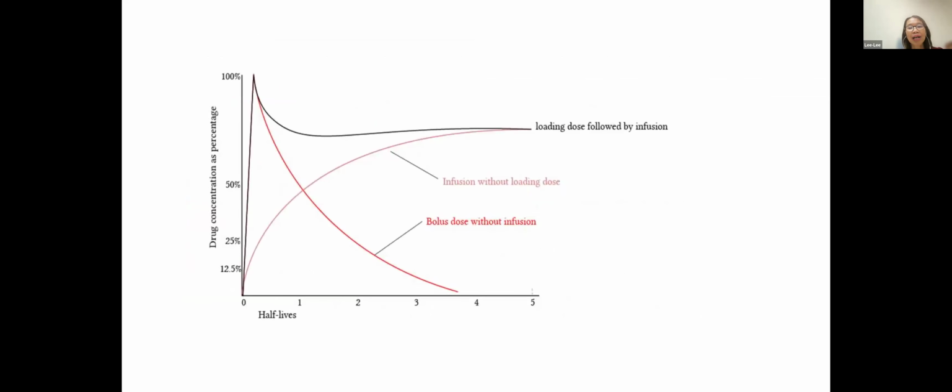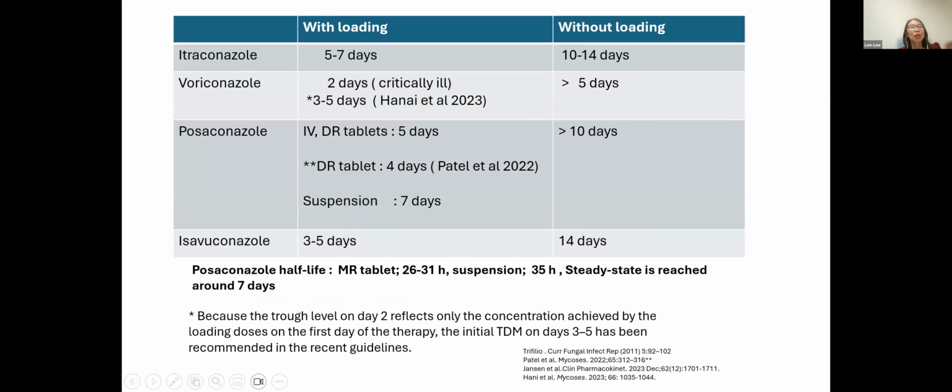Comparing to the brown line, whereby the infusion is given without the loading dose, it's taking a longer time to reach the therapeutic range. So all the azoles, namely itraconazole, voriconazole, posaconazole, isavuconazole, they have quite a long half-life. Therefore, it's recommended to start with the loading dose before you continue with the maintenance dose.